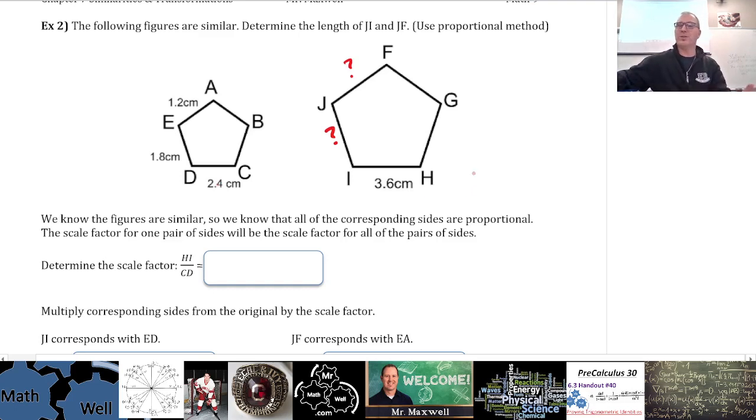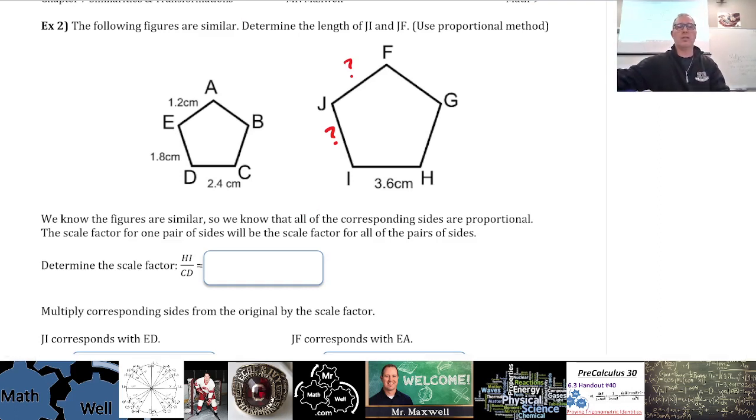We know the figures are similar, so we know that all the corresponding sides are proportional. That means the scale factor for one pair of sides will be the same scale factor for all the pairs of sides. So are we given any corresponding sides in this question? Are there any that are given?